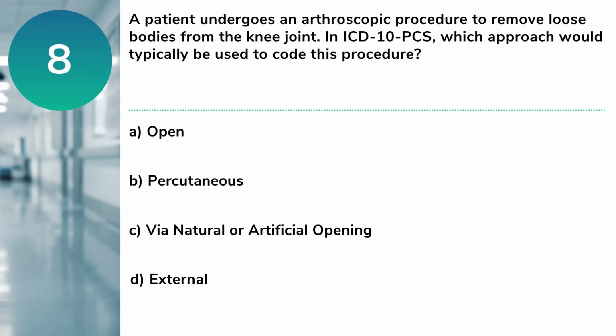Question 8. A patient undergoes an arthroscopic procedure to remove loose bodies from the knee joint. In ICD-10-PCS, which approach would typically be used to code this procedure? A. Open. B. Percutaneous. C. Via natural or artificial opening. D. External.